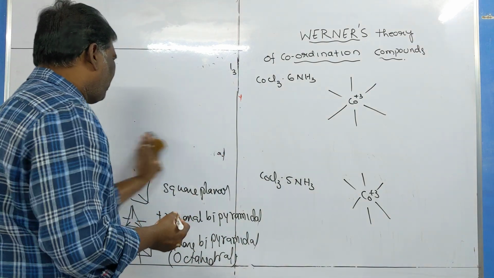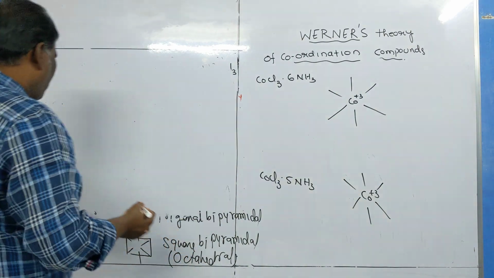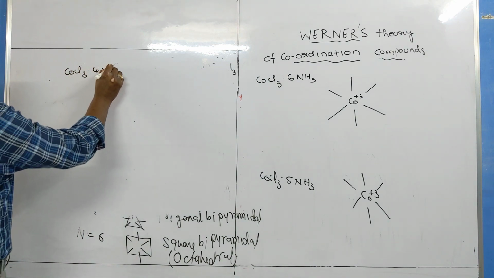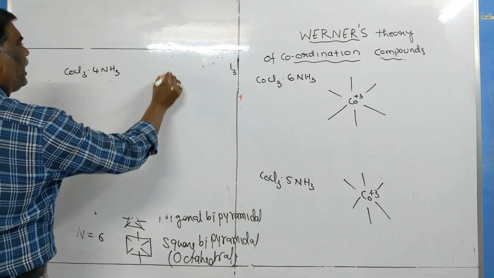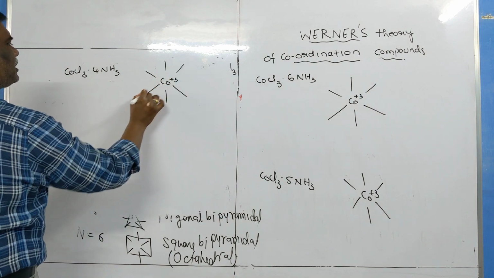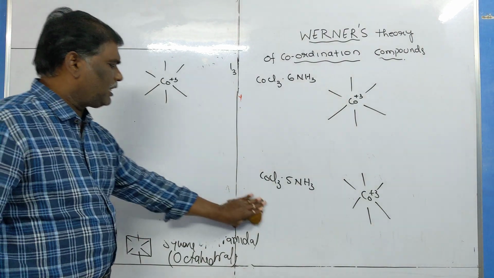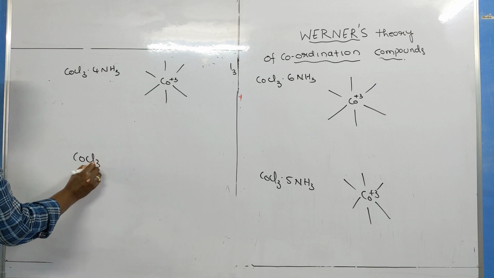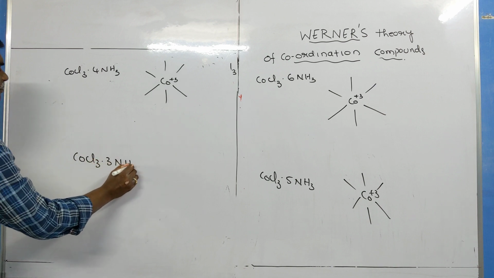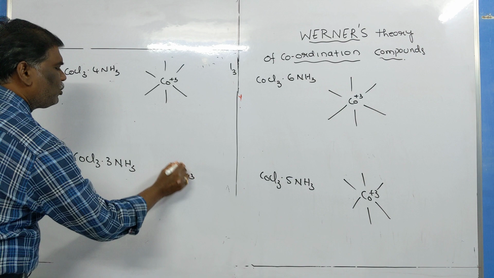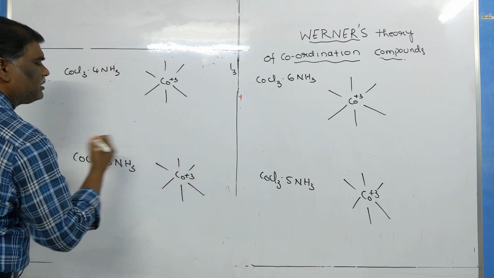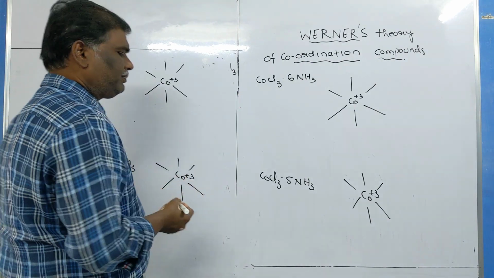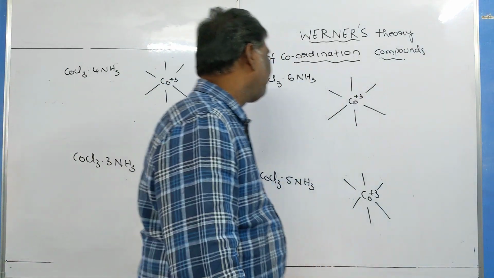Chloride satisfies both primary valency and secondary valency. Now in this case, CoCl3·4NH3. In this case also, I am taking octahedral geometry because the coordination number is 6. Now the last one, that is CoCl3·3NH3. In this case also, the cobalt is surrounded by 6 ligands.